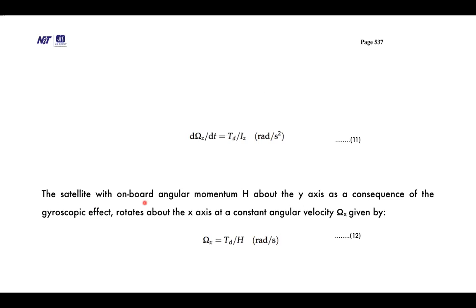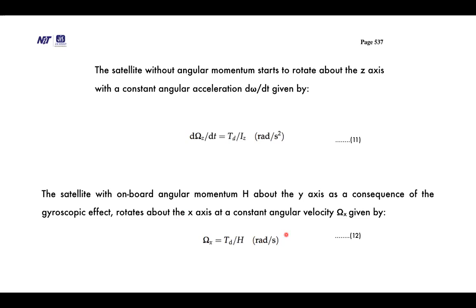The satellite with onboard angular momentum h about the y-axis, as a consequence of the gyroscopic effect, rotates about the x-axis at a constant angular velocity omega x given by this equation. The satellite without angular momentum starts to rotate about the z-axis with a constant angular acceleration d omega/dt given by this equation.